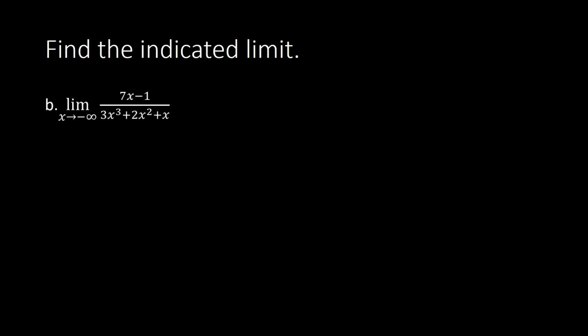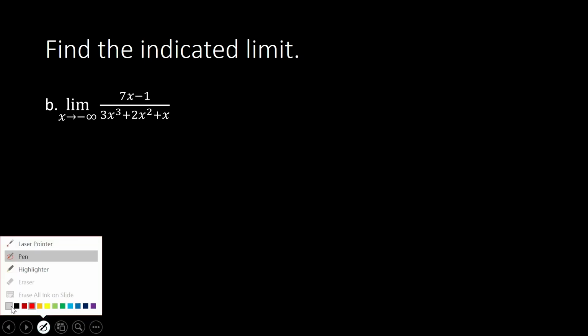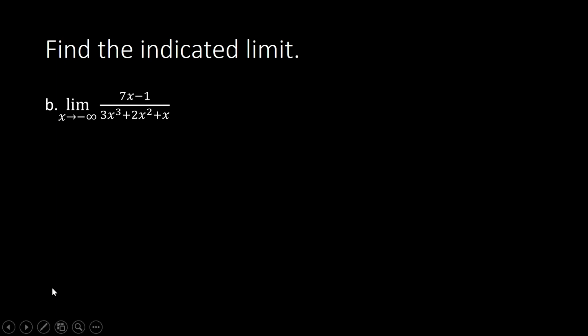Let us find the limit of 7x minus 1 divided by 3x cubed plus 2x squared plus x as x approaches negative infinity. From the looks of it, this function will give us another indeterminate form as x approaches negative infinity. So the limit of 7x minus 1 as x approaches negative infinity is just negative infinity. And the limit of the denominator as x approaches negative infinity is also equal to negative infinity. So this one is another indeterminate form.